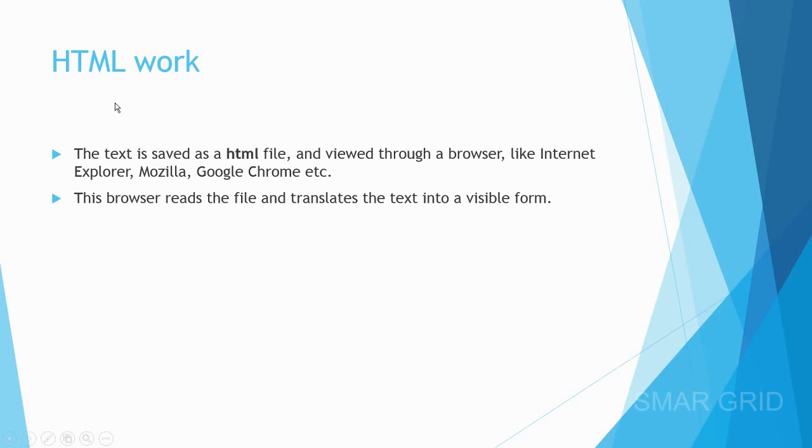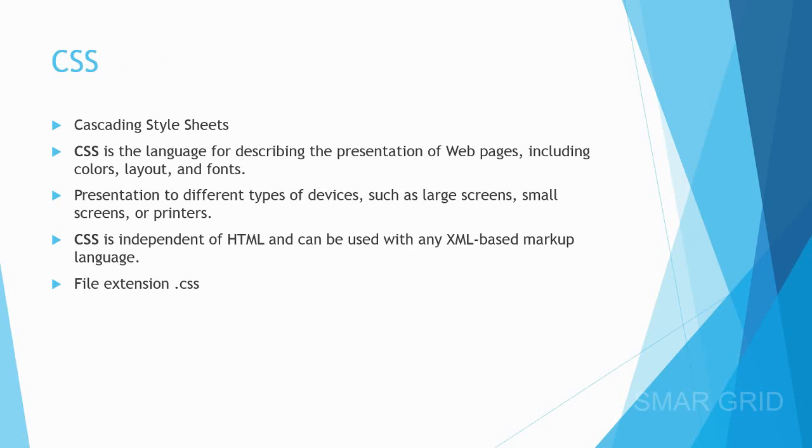And how does this HTML work? The text is saved as an HTML file. The extension will be .html, and it is viewed through a browser like Internet Explorer, Mozilla, Google Chrome, etc. This browser reads the file and translates the text into visible form for the users. We will see these examples in the next sessions, and even a small example in this session.